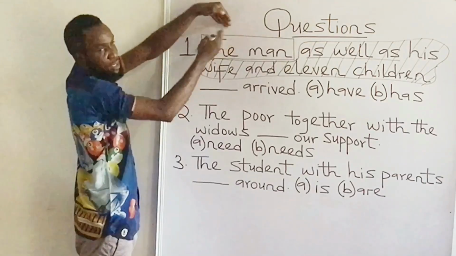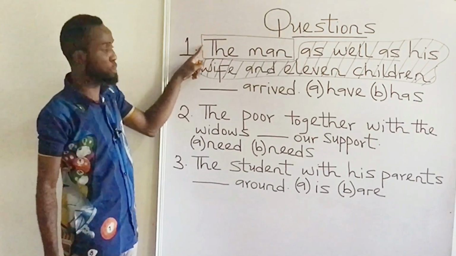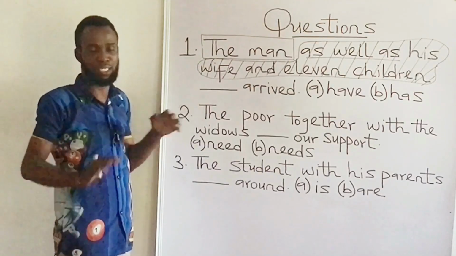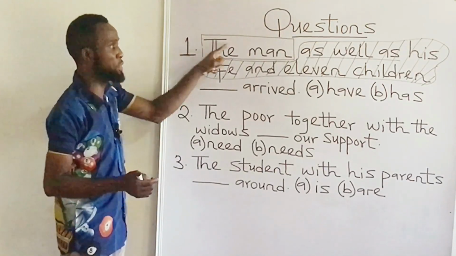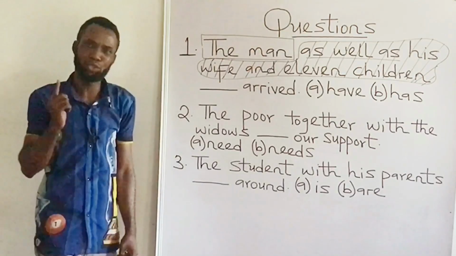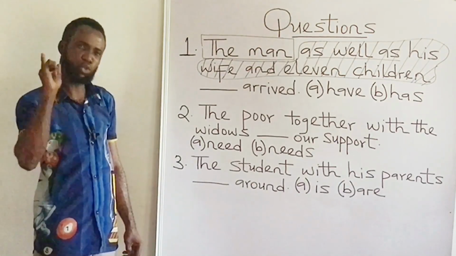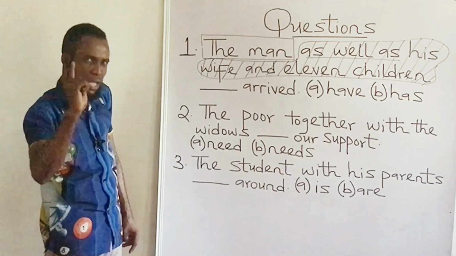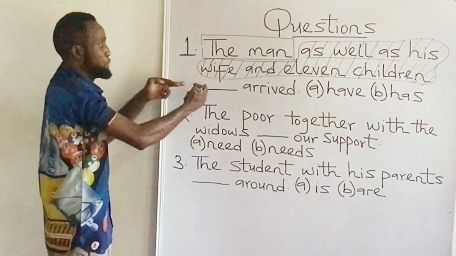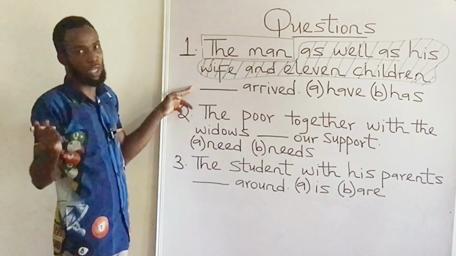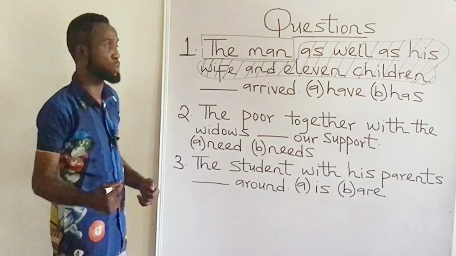So if the subject is singular, the verb here should be singular. If the subject is plural, the verb here should be plural. That is accompaniment concord for you. The subject is the man. They did not say the men. They said the man. It refers to one man. So the subject is singular. Therefore, the verb here should also be singular. And a singular verb is a verb that ends with s, es, or ies.